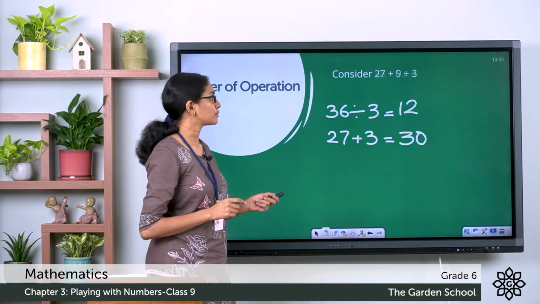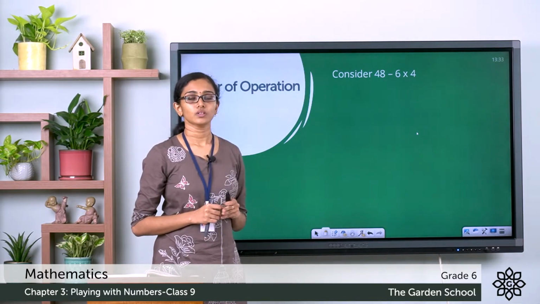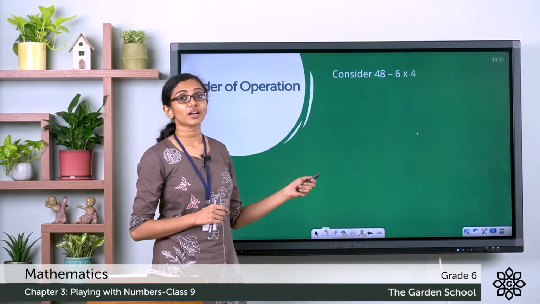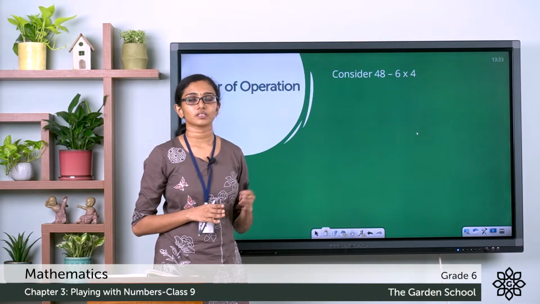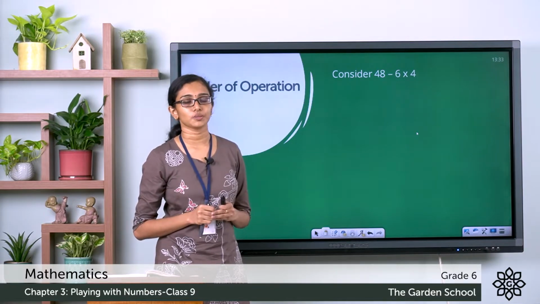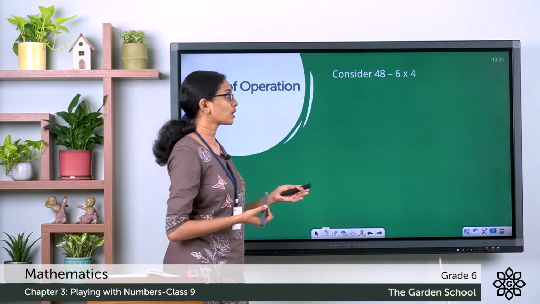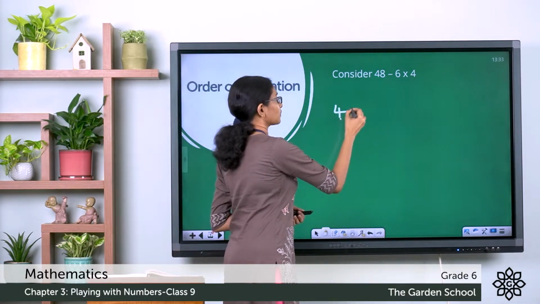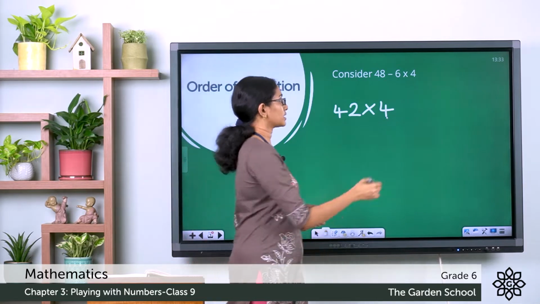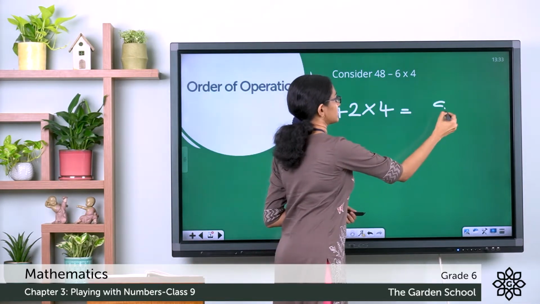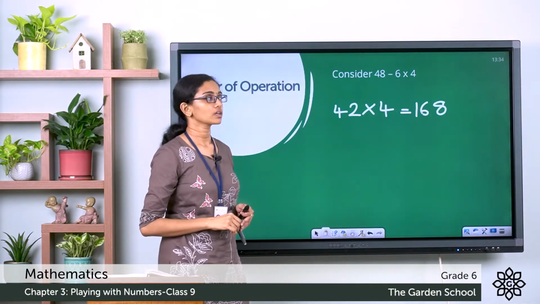Let's see one more example. 48 minus 6 into 4. So here we have got subtraction and multiplication. Which one will we do first? The subtraction part or the multiplication part? If we subtract 6 from 48 first, what do we get? 42 into 4, and this is equal to 168.